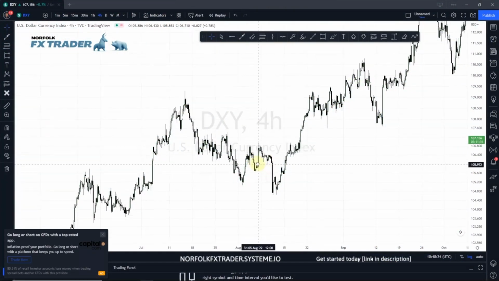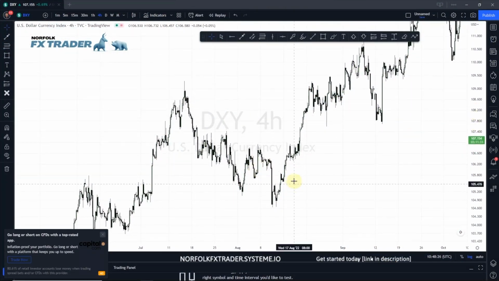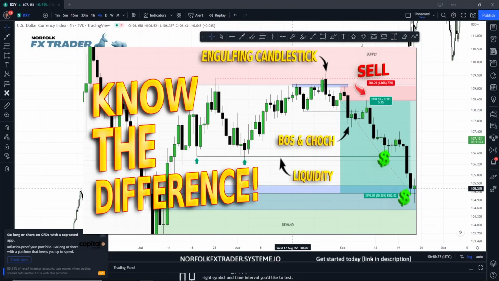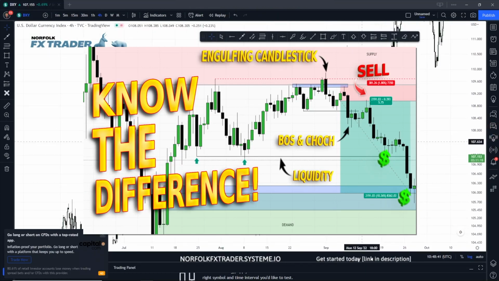Now, when we're doing this, you should understand the use of the breaker structure and the use of the change of character, hopefully as well. If you don't, there is a video at the end of this video which goes through the difference between the two, because you really need to understand the difference between the two when you want to start using them for your entries with that change of character.